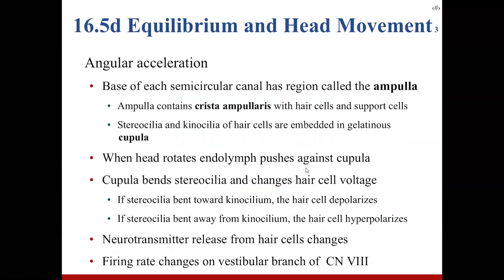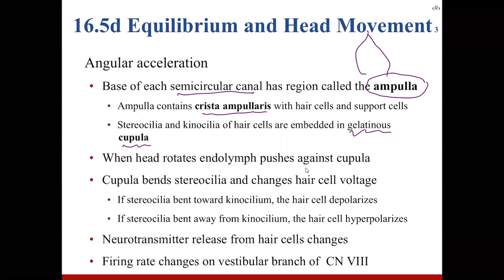Now angular acceleration is at the bottom of the semicircular canals. There are these little structures called ampullas, and in those ampullas are the crista ampullaris, and they have hair cells. These are embedded in another layer of gelatin, but they call it a cupula. So it's kind of shaped like that.